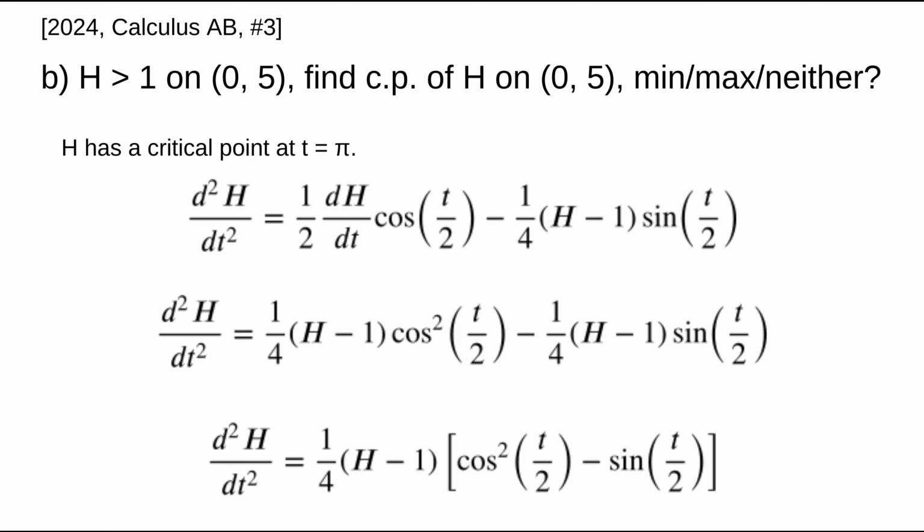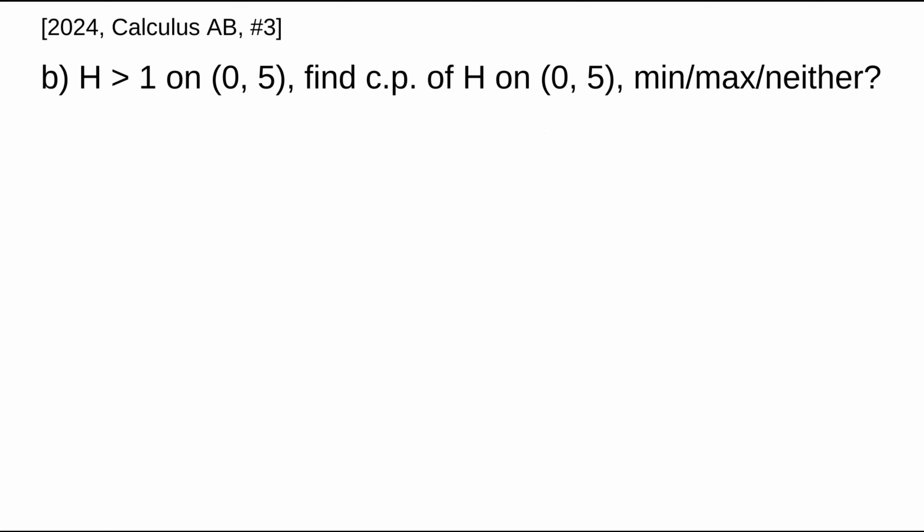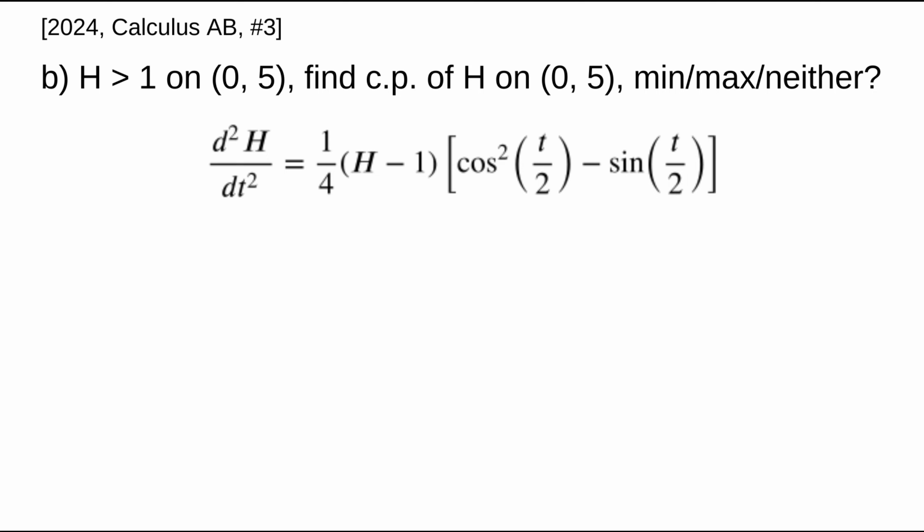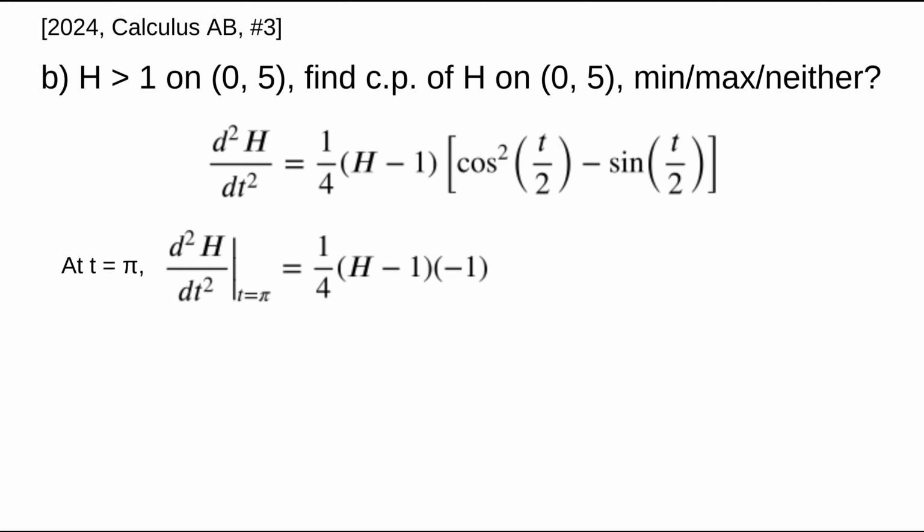All right, now cosine squared of t/2 minus sine of t/2 is the factor we need to concern ourselves with. Since h is greater than 1 on this interval, we know that the 1/4 of (h minus 1) will always be positive. So if we evaluate the second derivative specifically at t equals pi, cosine squared of pi/2 is 0, minus sine of pi/2, which is 1. 0 minus 1 is negative 1.